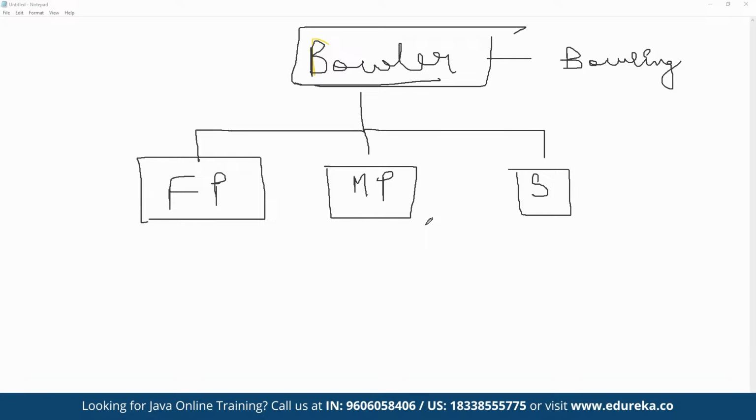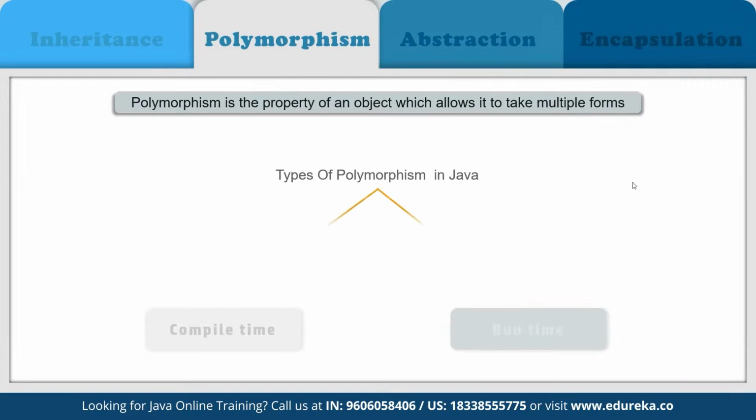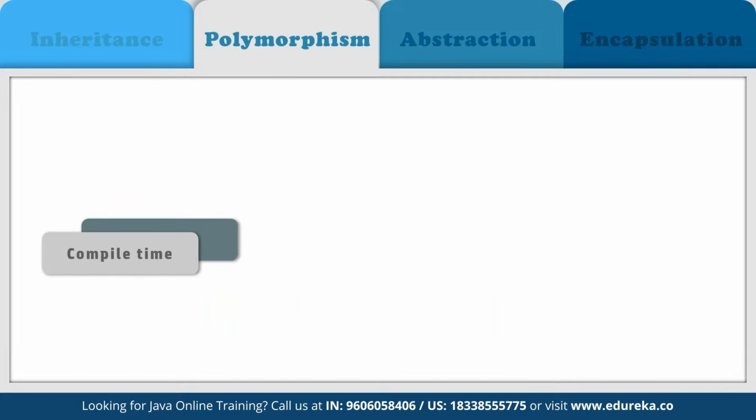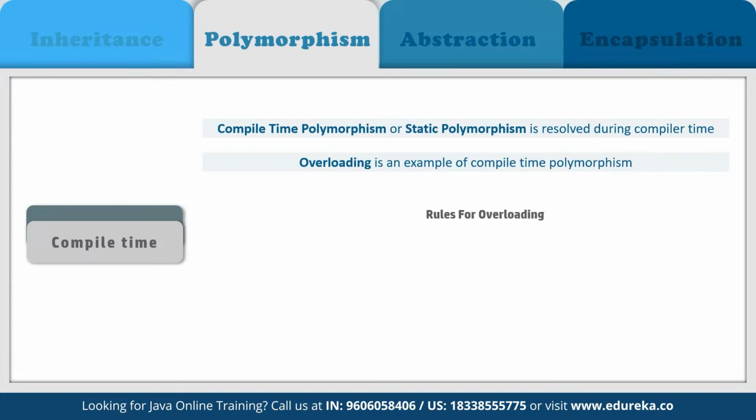So basically, we have two types of polymorphism in Java: runtime and compile time. If we come back to our browser, here we have compile time and then runtime. First, compile time polymorphism in Java refers to a process in which a call to an overloaded method is resolved at compile time rather than at runtime. So method overloading is an example of compile time polymorphism.